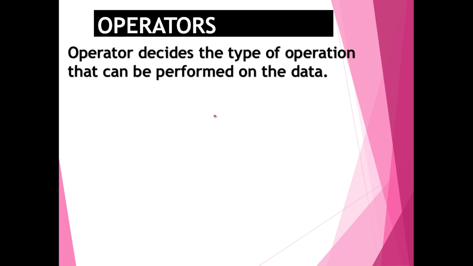So operator decides the type of operation that can be performed on the data, okay. Whatever operator you have used, only the operation with respect to that operator will be performed. If you use the plus operator, then addition operation is performed. If you use the minus operator, then subtraction operation is performed. So it means operator decides the type of operation that can be performed on the data, right.